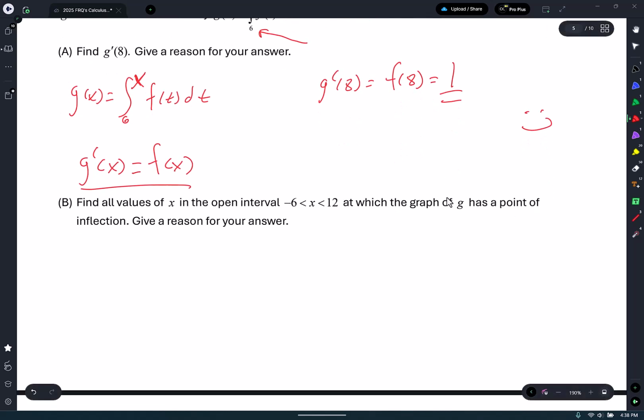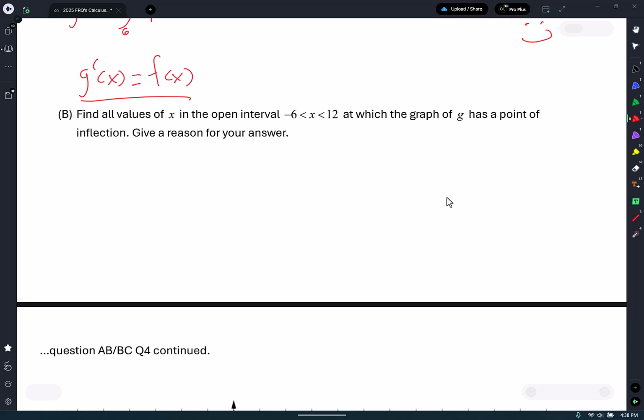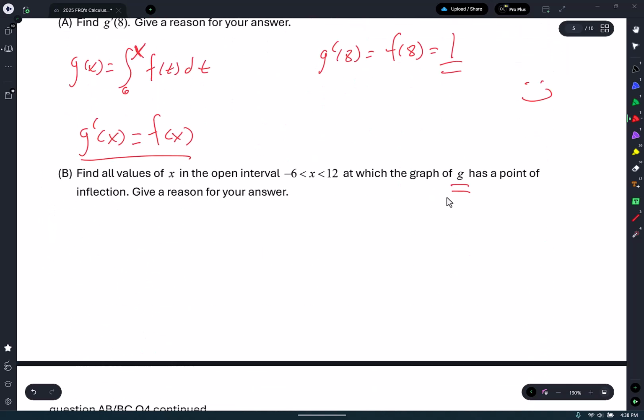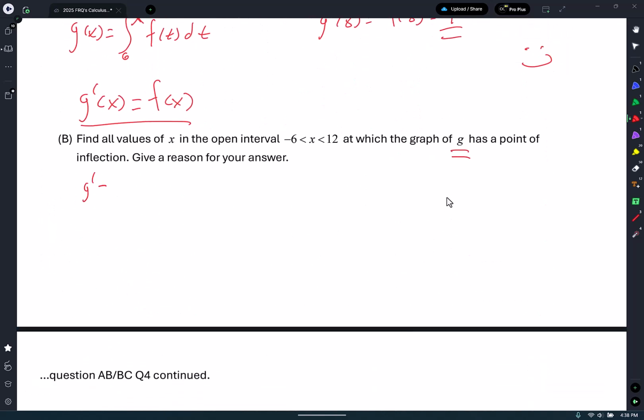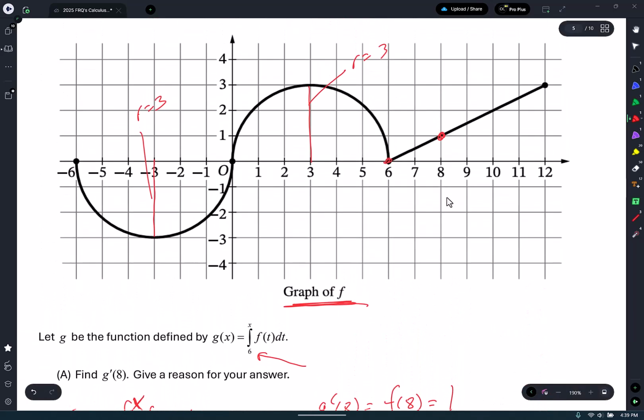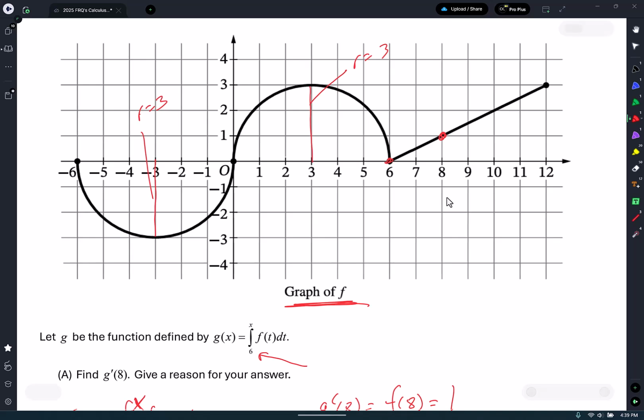And let's go to the next one, guys. Find all values of x on the open interval negative 6 to 12 at which the graph of g has a point of inflection. Give a reason for your answer. I love it, guys. You have a point of inflection when the second derivative of g changes signs. I don't have the second derivative of g, but I do have the derivative of g. So I'm going to write g prime equals f. And then that means I'm looking for wherever I have a max or min on f, which is the same thing as max or min on g prime. Or you can say wherever g prime, which equals f, changes from decreasing to increasing or vice versa.